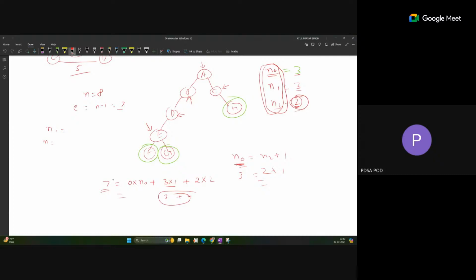If the number of edges is given, you can use these formulas. We have also checked that n equals n0 plus n1 plus n2. Then you can also use this formula. So if some information is given in this manner, you can apply this equation and figure out the answer.